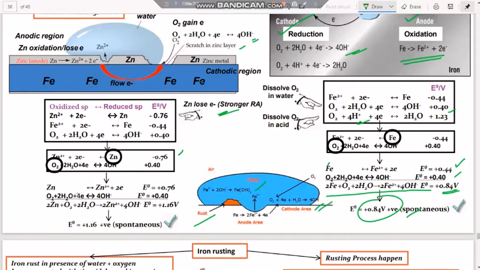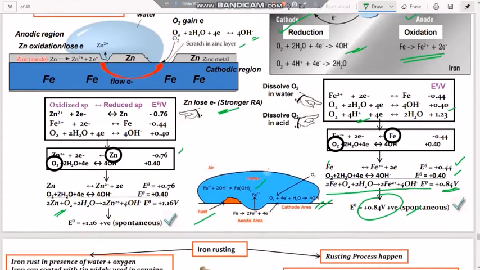If you use zinc with iron, the responsibility will be taken by zinc, and zinc undergoes oxidation. That means zinc will get oxidized instead of iron. That means zinc will protect iron. This is called galvanization of iron.